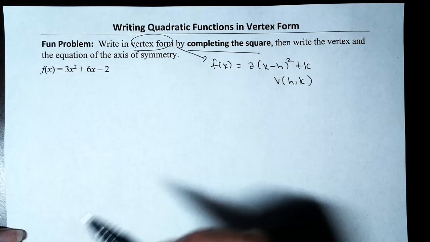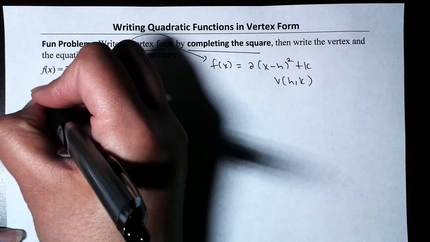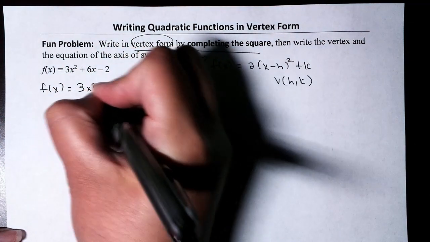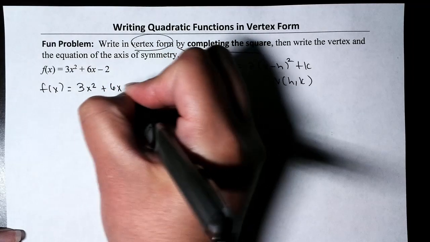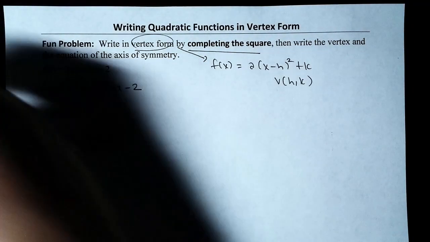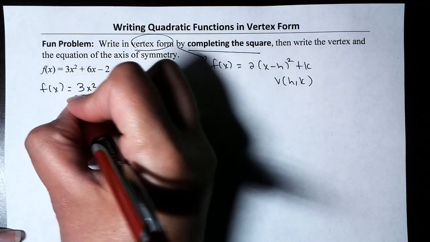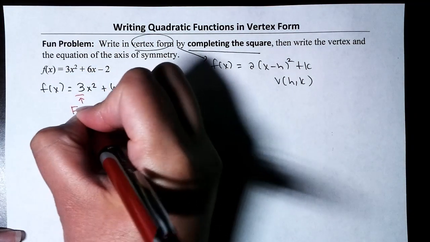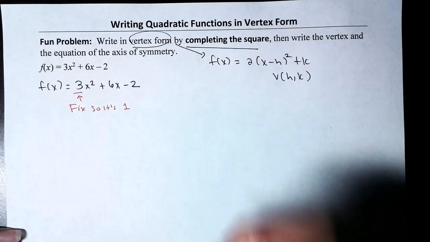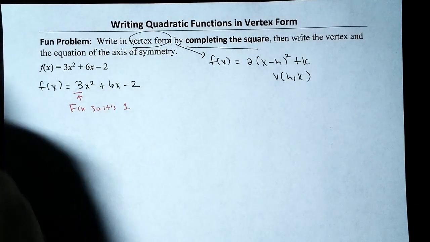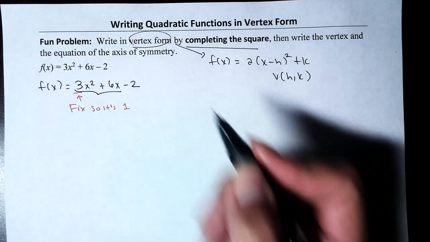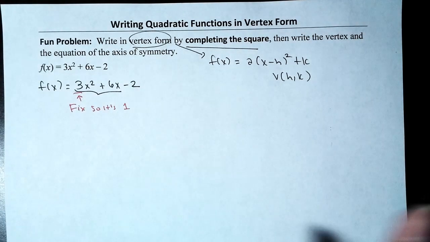So let me go ahead and rewrite the function just in case I need to mark it up. I can still see what the original problem looked like. The first thing I want to do is fix it so the leading coefficient is 1. Why? It would just save us a lot of headache. We're going to group the variable terms, and then the constant term we'll put at the end.